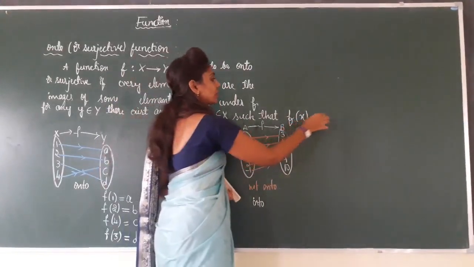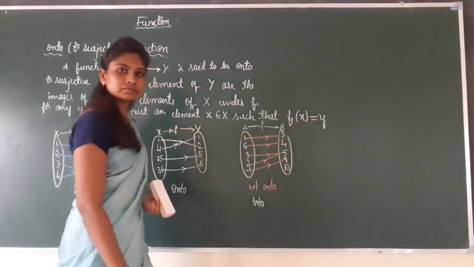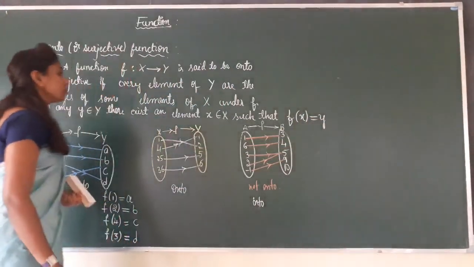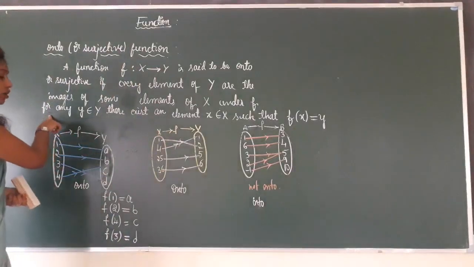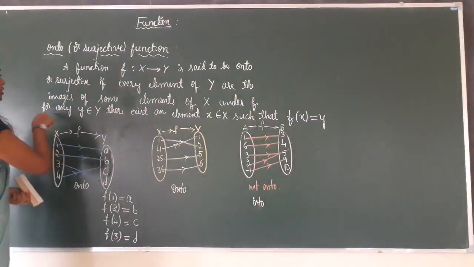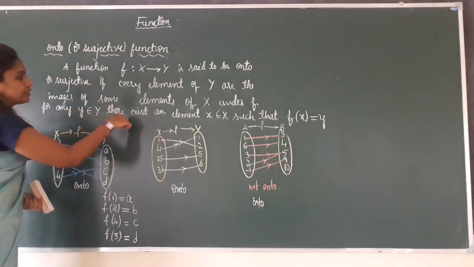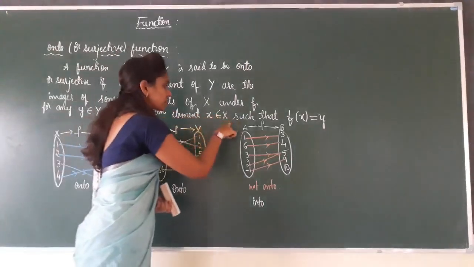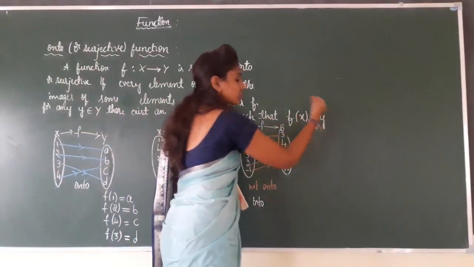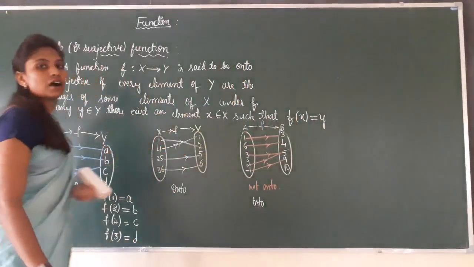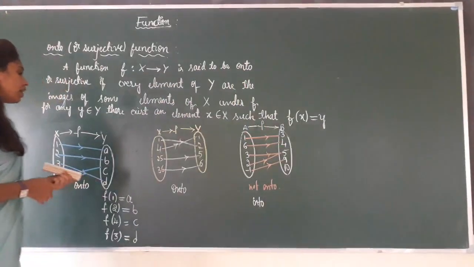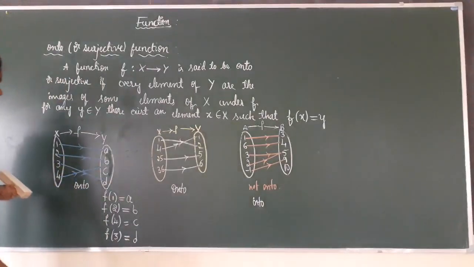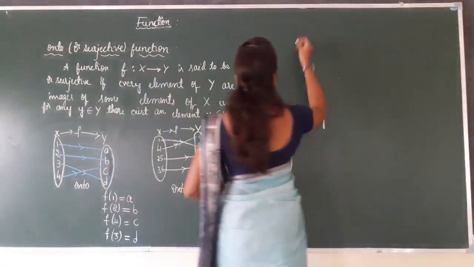That's why f of x is equal to y. Here, for the proving purpose, in the problems I will write this only: for any y belongs to Y, there exists an element x belongs to X such that f of x is equal to y. This means an onto function. Clear?